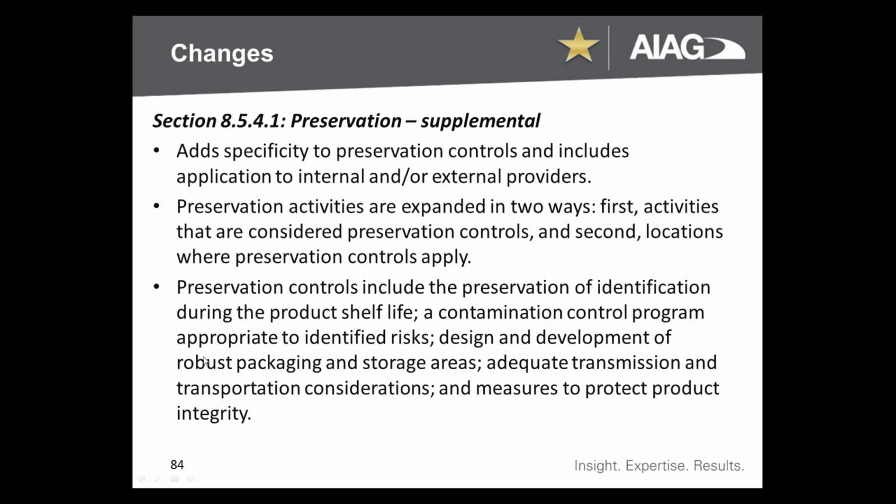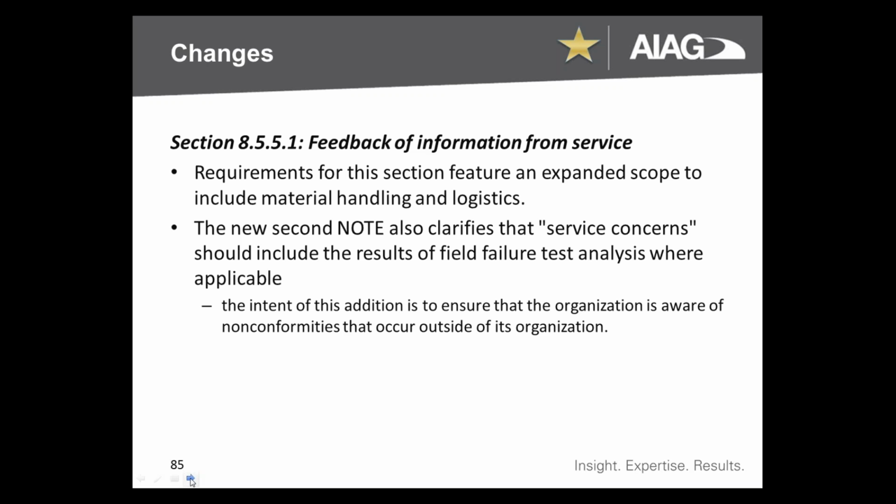Examples include the preservation of identification during the product's shelf life, a contamination control program appropriate to identified risks, design and development of robust packaging and storage areas, transmission and transportation considerations, and measures to protect product integrity.